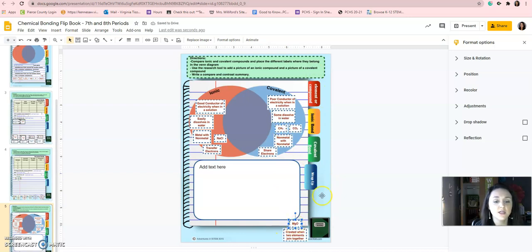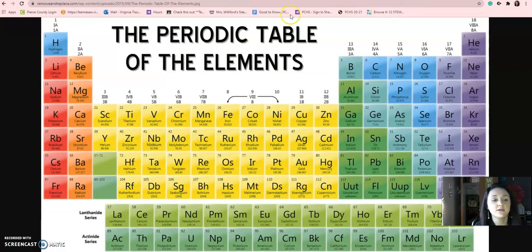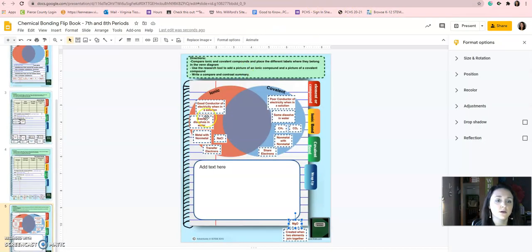Now let's look at Mg and O. Mg is your metal, O is your nonmetal. Metal with nonmetal is going to be ionic. All right, and then we have one last thing that goes in the middle. Any bond is created when two elements join together.